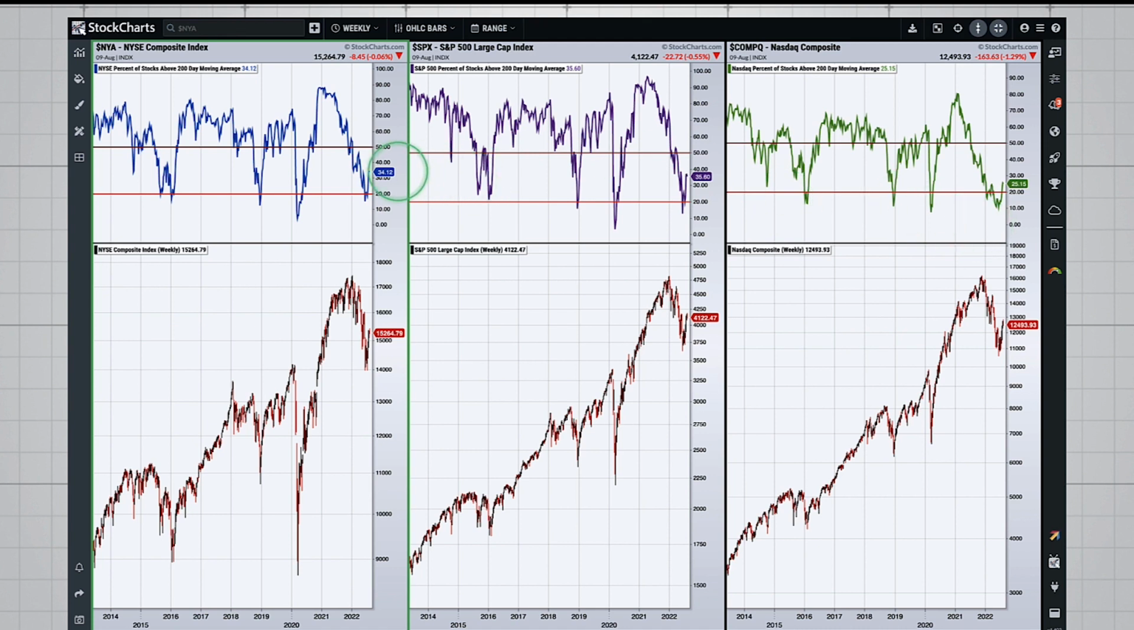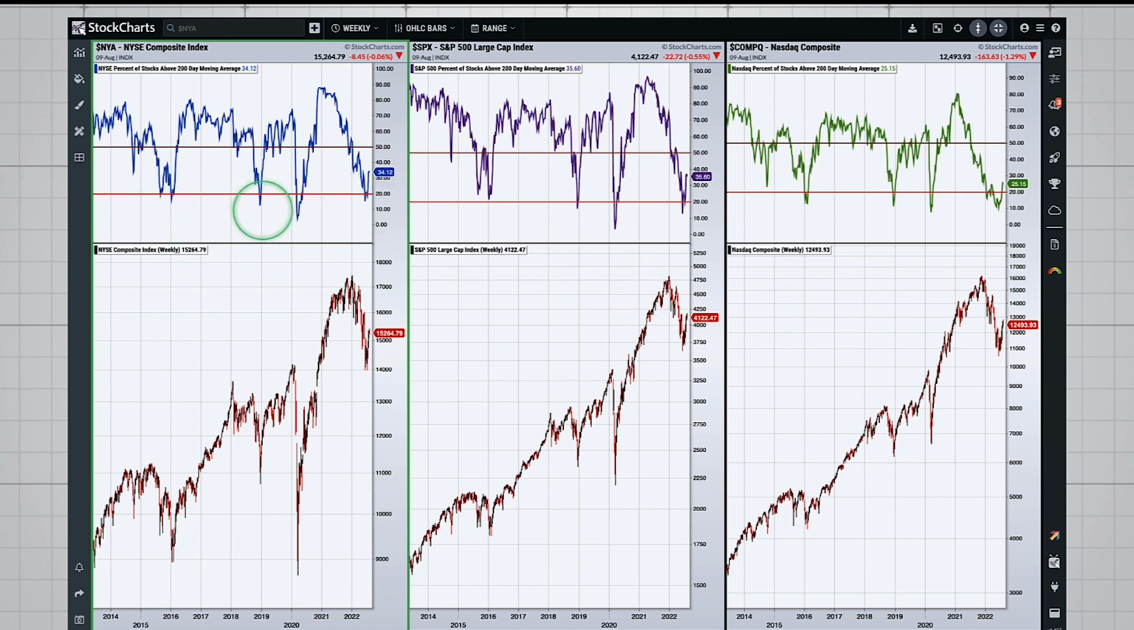We can see the breadth numbers for the 200-day moving average for these three different groups. We've got that at 34% now for the NYSE, and 35% for the S&P 500. We're still in the 20s on the NASDAQ, but we've crossed from below that 20% threshold to above that 20% line on all three of these. That is typically a sign of some good things ahead, as it has been the last couple of times that's happened.